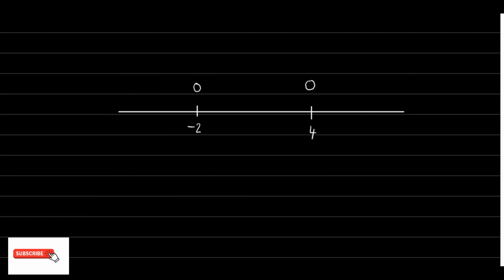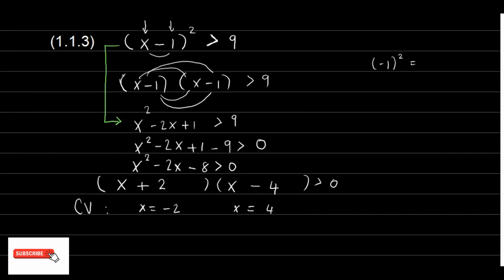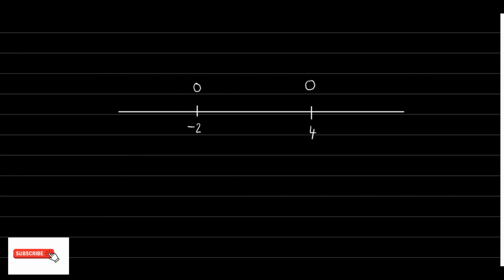Now we want to determine where this quadratic function is greater than 0. So what we need to do is, you can use this method. You're going to substitute a value that is higher than your highest critical value, which is 4. So look for a number that is greater than 4. It can be 5, it can be 6, it can be 7, and so on and so forth, right? So I'm going to choose 5.